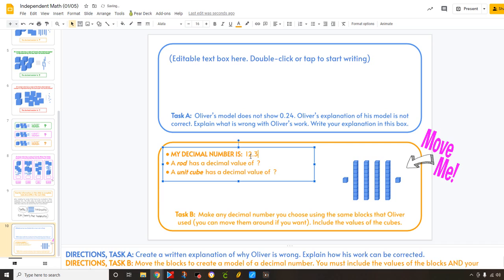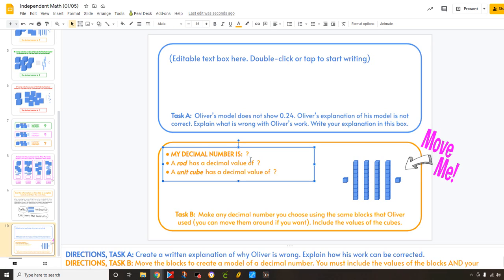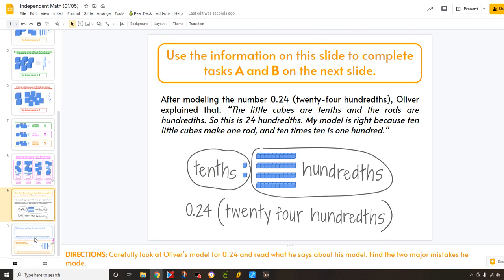Again, I'll put 12.3. You'll make up your own number, but whatever number you want to, you tell us what it is, you tell us what a rod is worth, and tell us what a unit cube is worth. So again, we just move around, make up whatever number you can, and tell us what cubes are worth and what rods are worth, and tell us your number there. So that's it for today. You will have these two slides that go together.